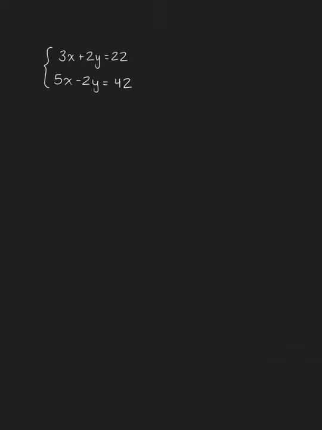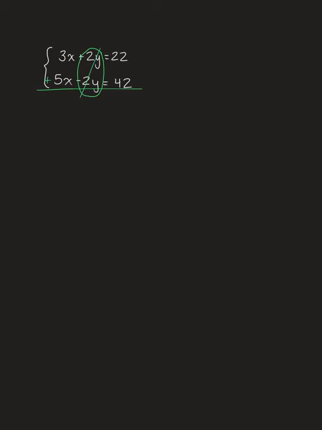This next example, 3x plus 2y is equal to 22. 5x minus 2y is equal to 42. So again, the first thing we need to do is line up the equation. So everything is lined up where it should be, x's with x's, y's with y's, and everything else. Next, we need to possibly multiply to get the same coefficient but opposite sign. But if you look at your y's here, they have the same coefficient, which is 2, and they have the opposite sign. One is positive and one is negative. So I don't have to multiply by anything. All I have to do is just add the equations together.